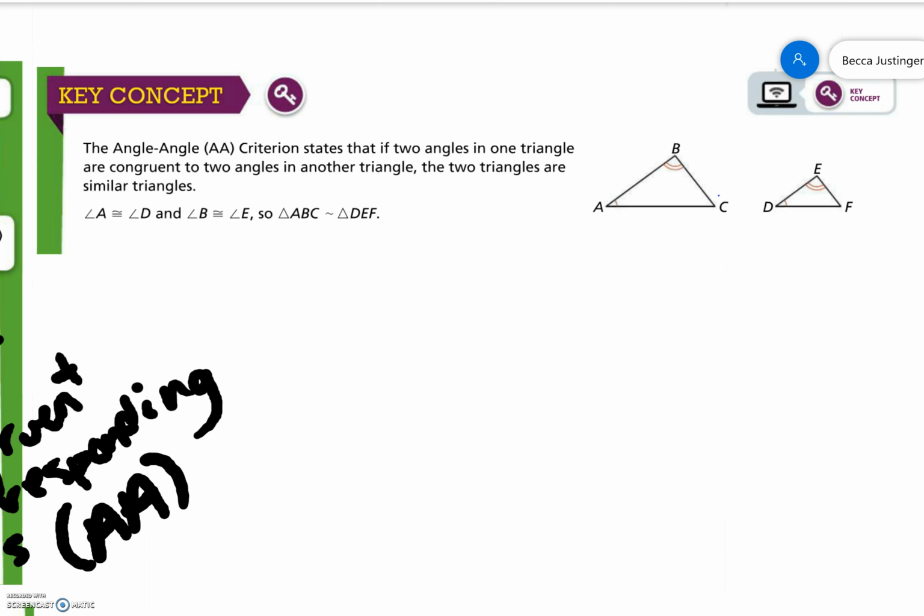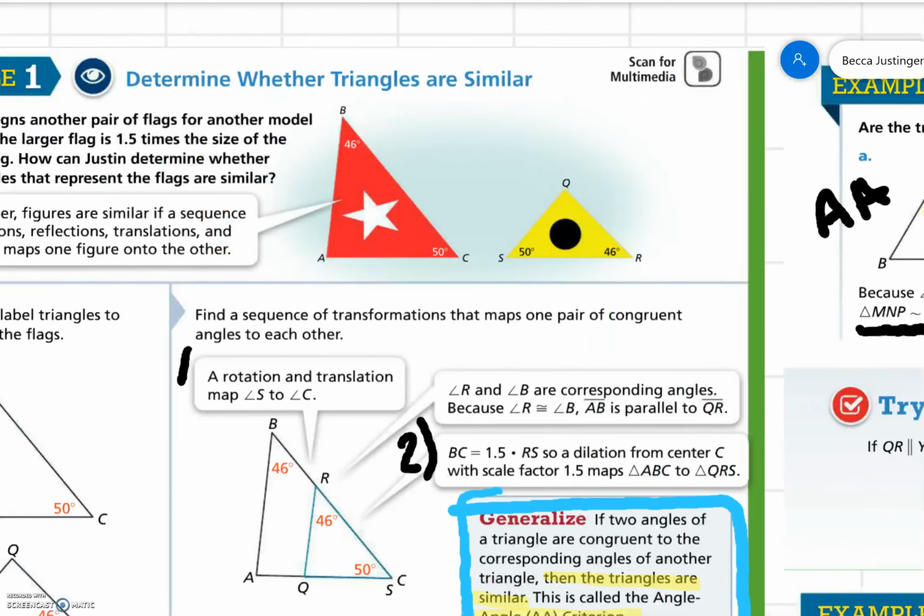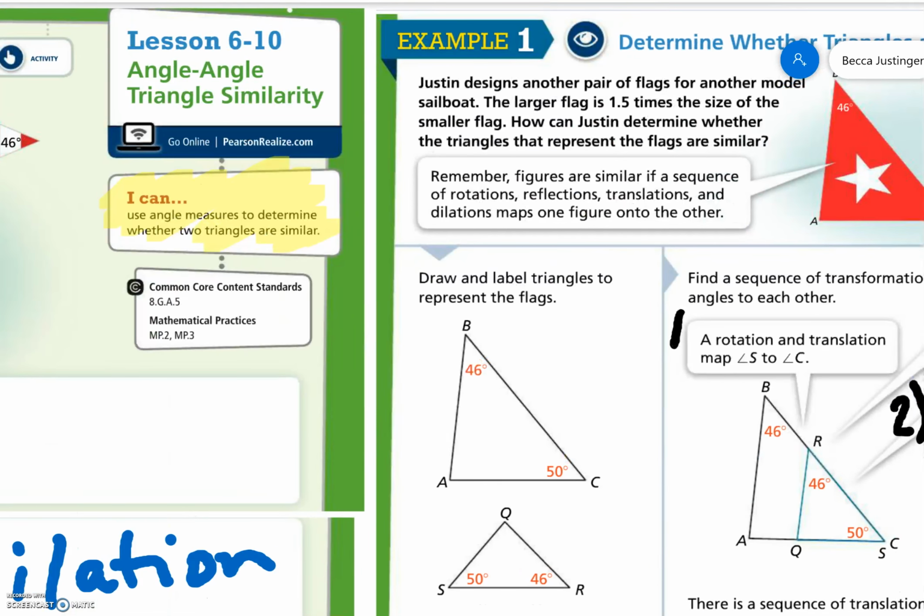Key concept, the angle-angle criterion states that if two angles in one triangle are congruent to two angles in another triangle, the two triangles are similar. Okie dokie, 8th grade, let's say it. I can use angle measures to determine whether two triangles are similar.